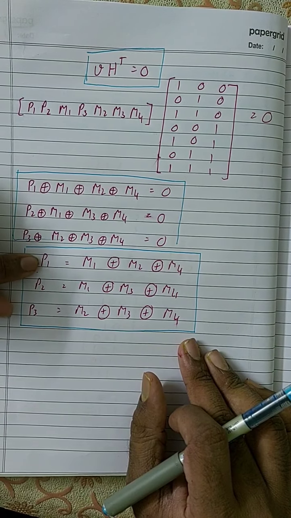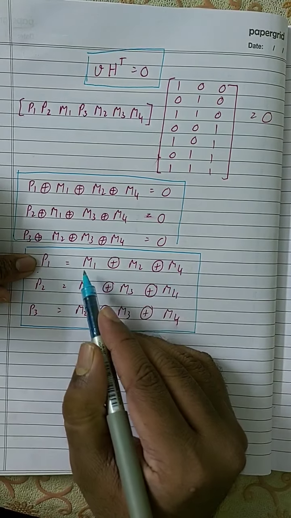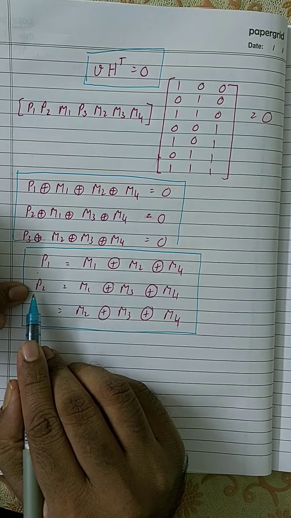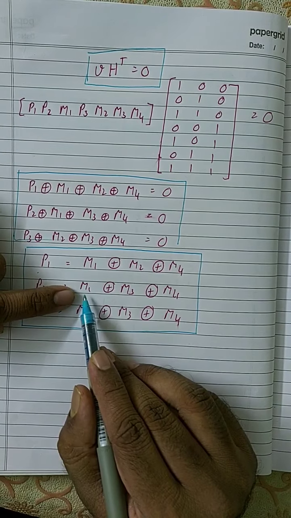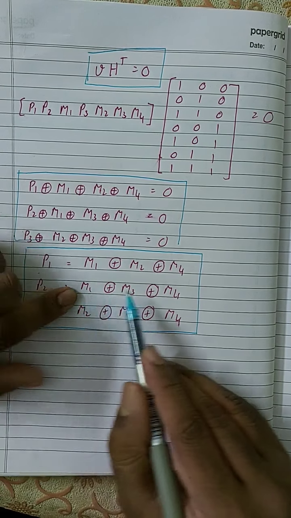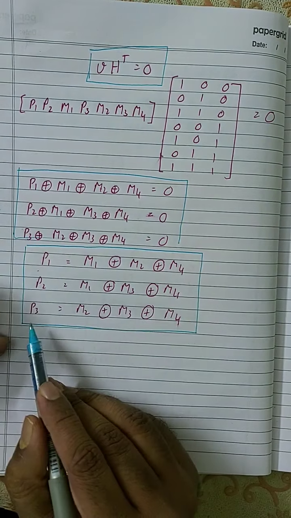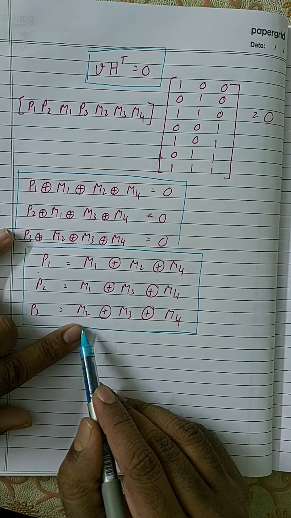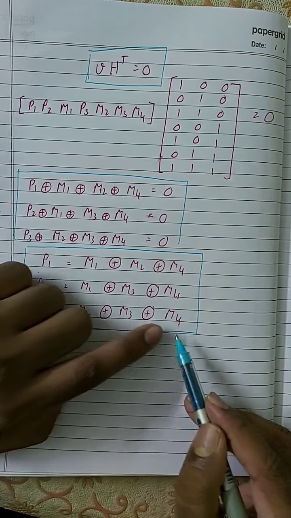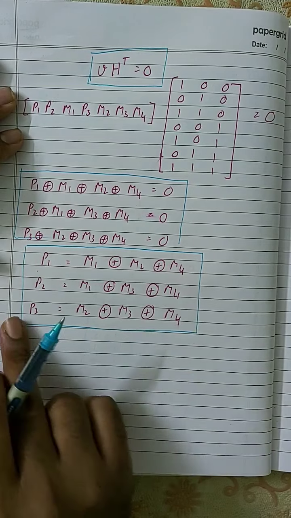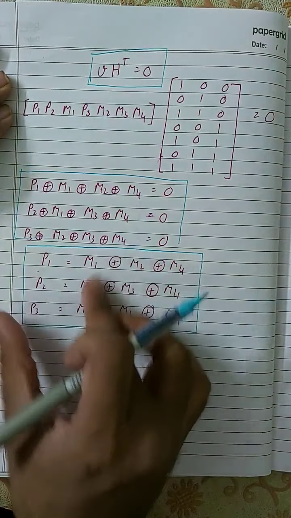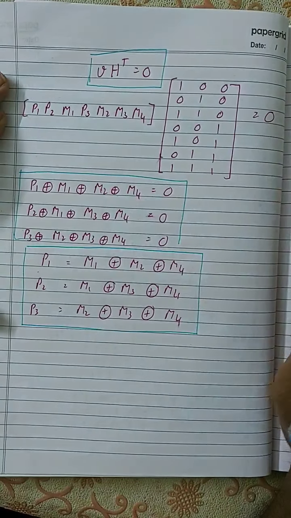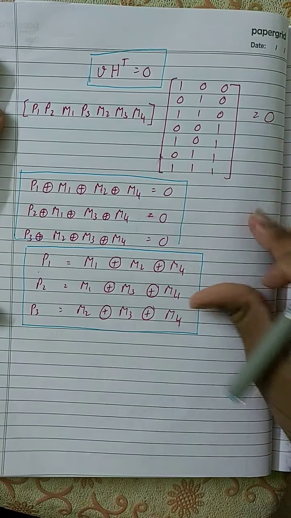So how do I find the value of P1? You simply XOR the first message bit with the second message bit and the fourth message bit. How do you find the value of the second parity bit? You XOR the first message bit with the third message bit and the fourth message bit. How do you find the value of the third parity bit? You take the second message bit, XOR with the third message bit and XOR with the fourth message bit. That's how you find the third parity bit. So this is the equation for finding the parity bits, and you got this from VH transpose equal to 0. That's another interesting thing you have learned.